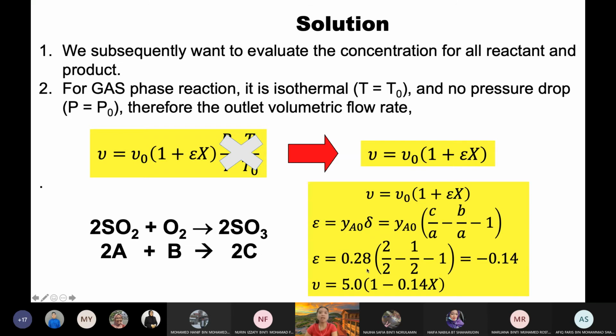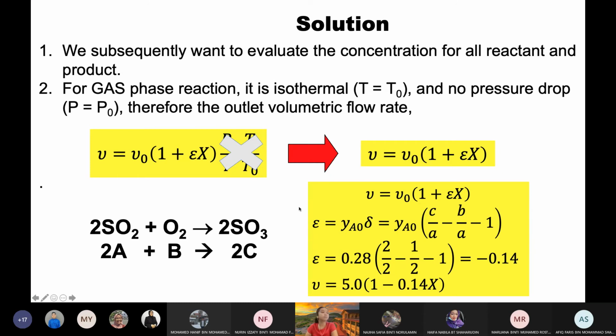So becomes 0.28 in bracket. My C per A is 2 over 2 minus B per A 1 over 2 minus A per A is 1. Okay, when you do this, you get your epsilon negative 0.14. Epsilon is possible to get negative. Kalau kamu dapat negatif, kamu jangan terperanjat. It is possible sebab kita kira perkadaran stoichiometrik kan. So, perkadaran stoichiometrik tu boleh menjadi negatif. So, kalau dapat negatif tak apa. Dapat positif pun tak apa. Dia tak ada sebarang logik atau correlation kepada dia. Negatif, positif for your epsilon is fine.